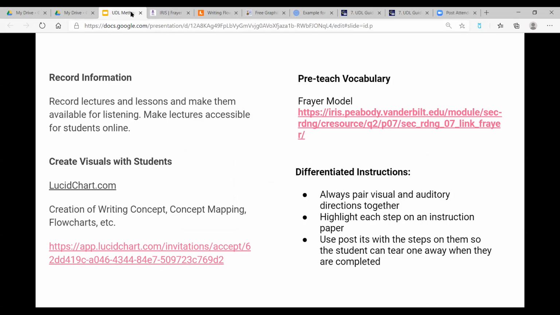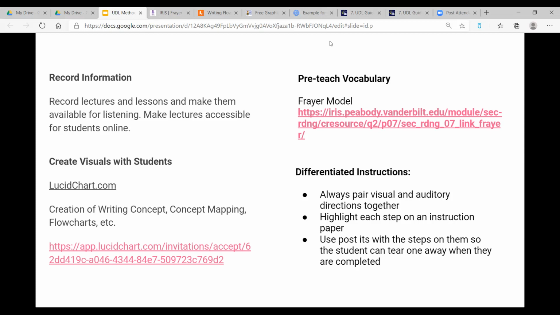We have to remember, though, that we always want to pair visual and auditory directions together. Offer it in multiple ways. That's the key of universal design, and that should be for every learner. Highlight each step on an instruction paper, support them, guide them. Use Post-its with the steps on them so that the student can tear one away when they are completed. We have to think about how we're representing these types of components to students so that they can grow and become independent thinkers that have had an equitable educational access.